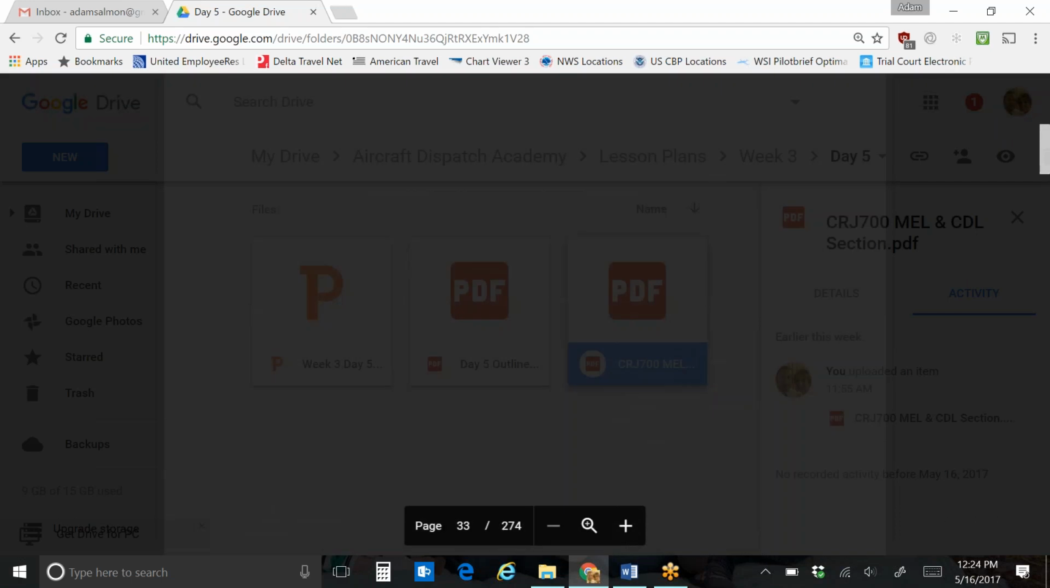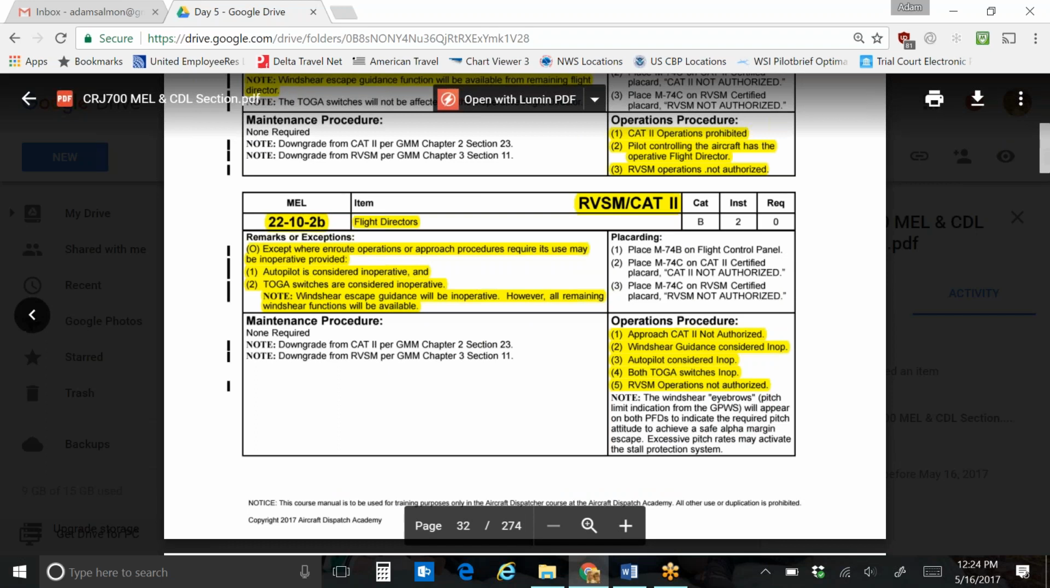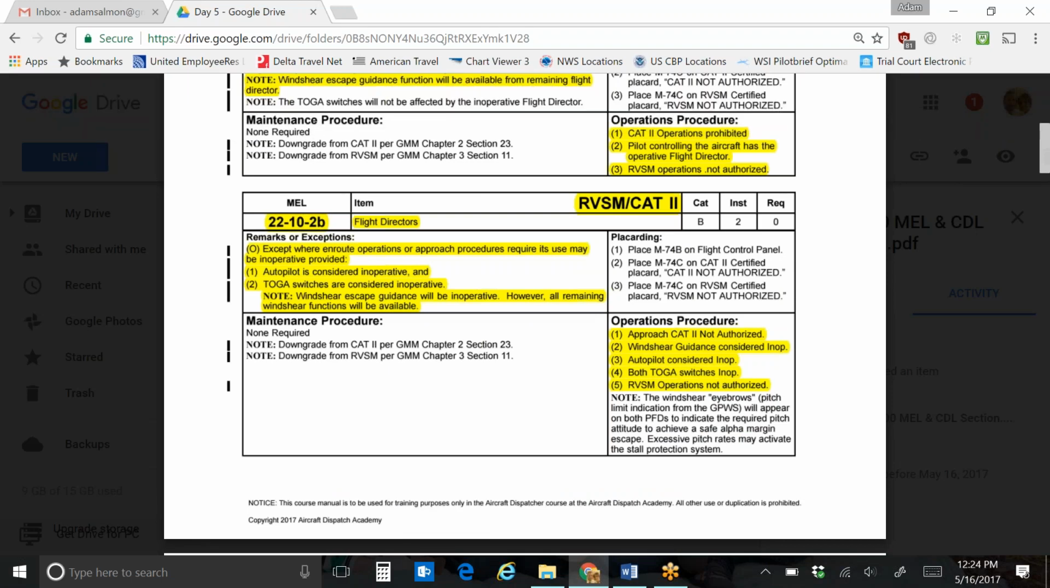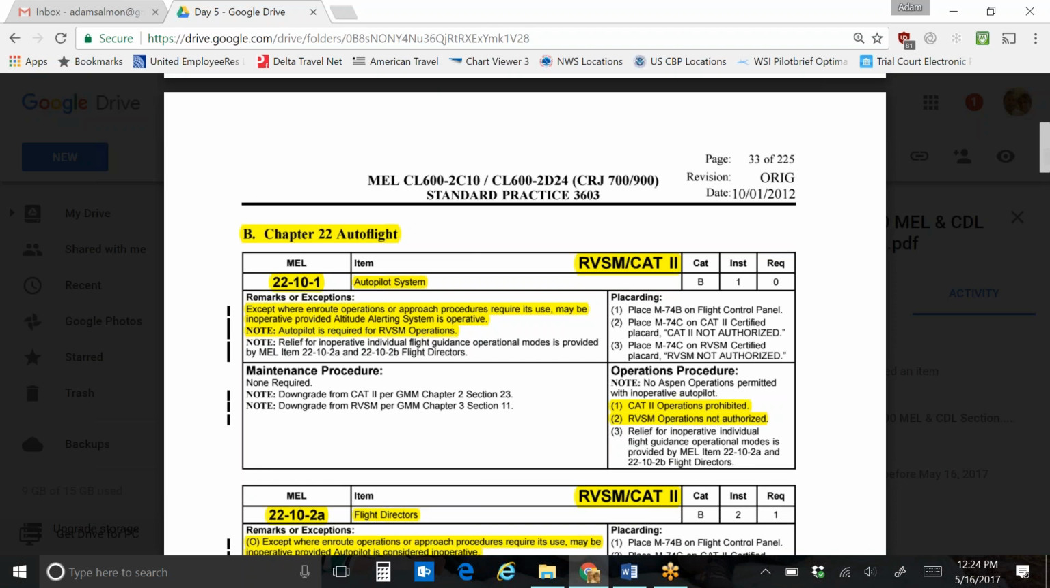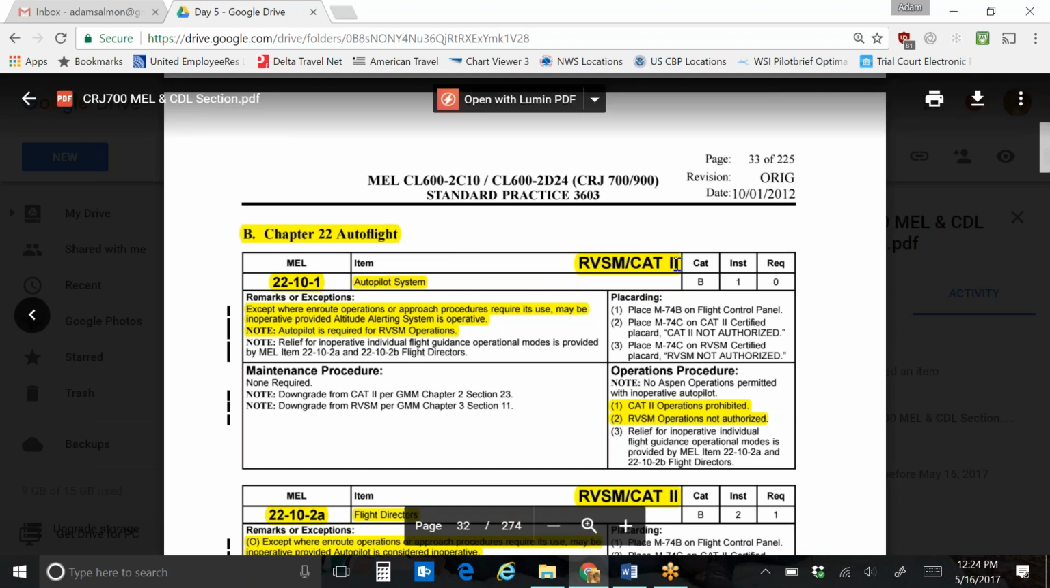I'm just going to do one more example here. Okay, here's a good one. This is Chapter 22, Auto Flight. 22-10-1, the autopilot system. And you can also see that additionally this has another highlighted area right up here.